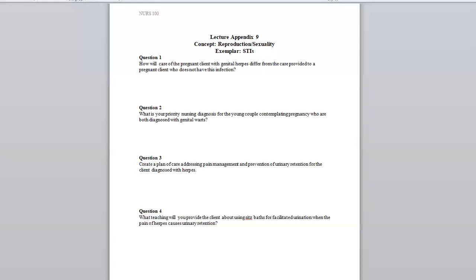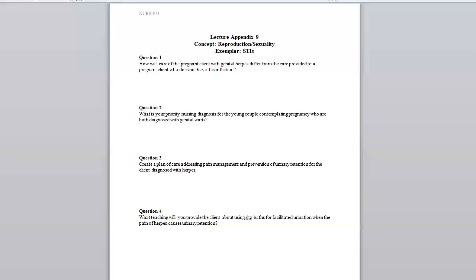All right, question 4. What teaching will you provide the client about using sitz baths for facilitated urination when the pain of herpes causes urinary retention? And we know what a sitz bath is. It's warm water where someone sits to facilitate comfort when there is some problem with urinary retention or irritation. Inform the client that a sitz bath is a form of moist, warm heat that will soothe the inflamed tissues, and teach the client other ways to relax at the same time, such as meditation or even listening to music.